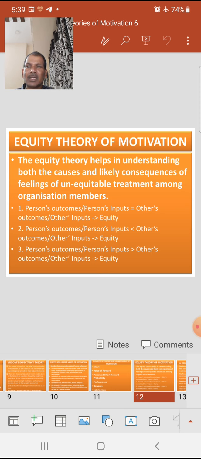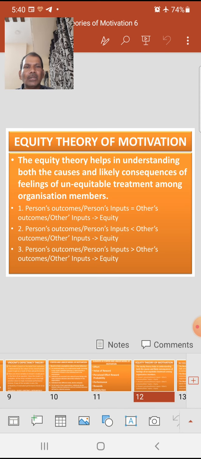Employees feel satisfied or dissatisfied with comparative observations of their friends, neighbors, and colleagues. Whenever an employee feels that he is lacking in some way in comparison to others, he tends to work hard to reach the level of others. People are motivated by the inequity they notice with others. The equity theory helps in understanding both the cause and likely consequences of feelings of inequitable treatment among the organization members.